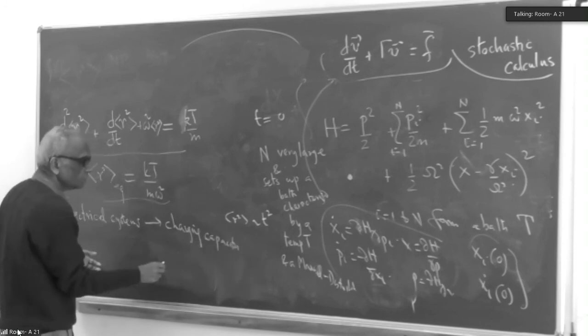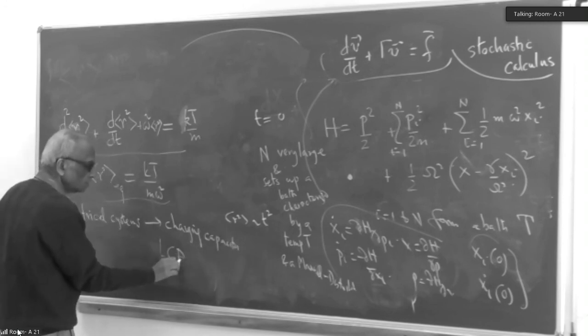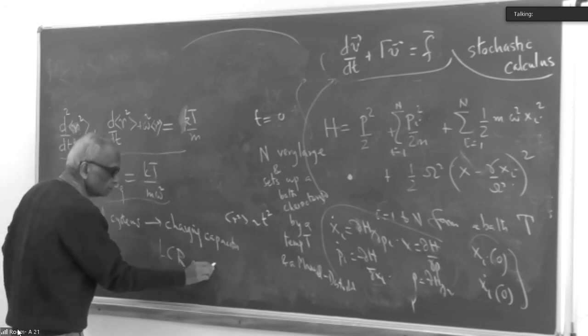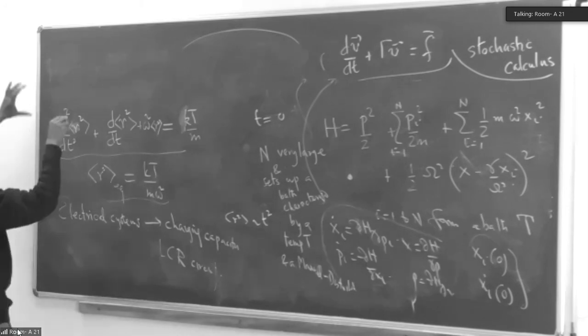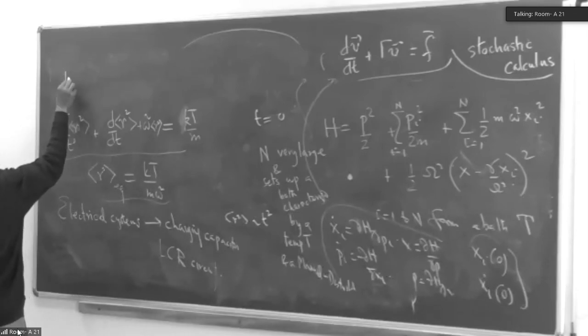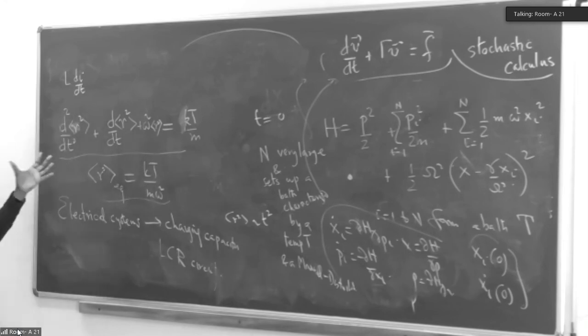So, charging capacitors in an LCR circuit. You want to do the charging of capacitors in an LCR circuit, and now look at the various terms. The various terms are L di/dt, the terms which are producing the voltage, the potential difference. So you are writing down the equation of motion.